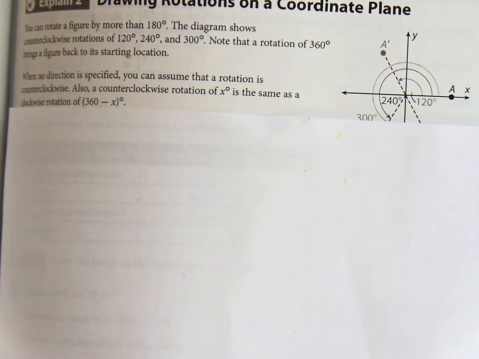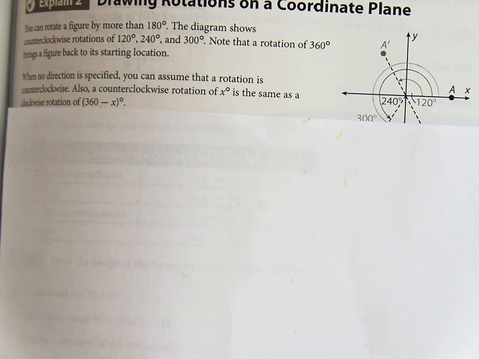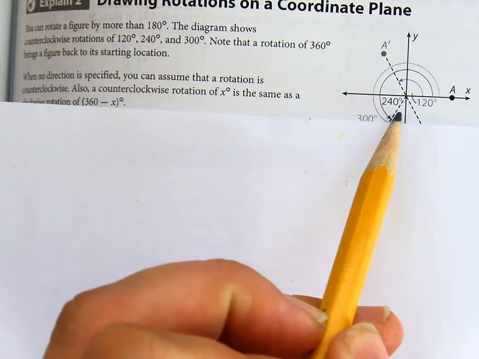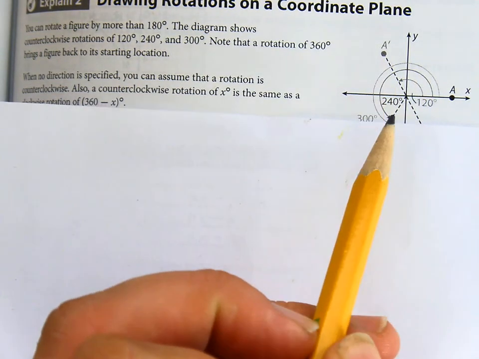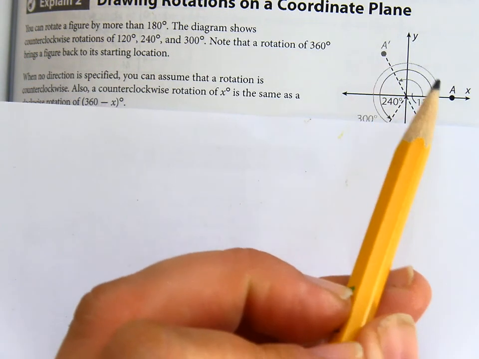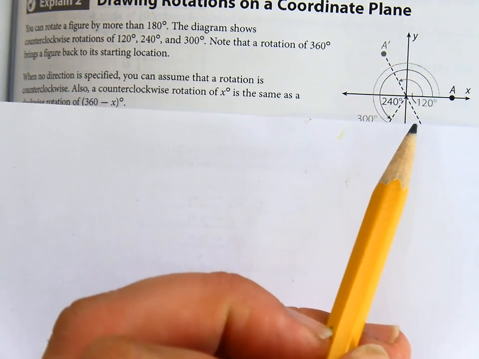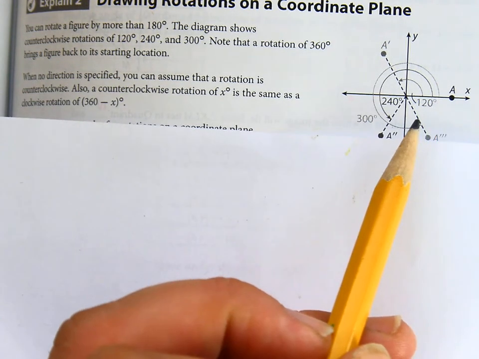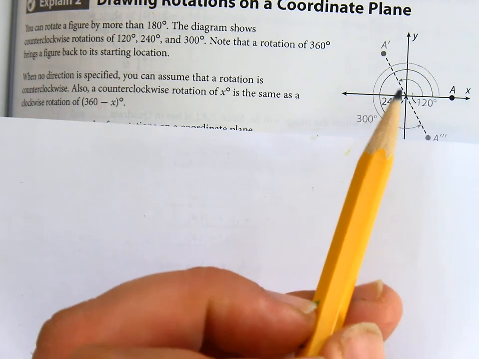So when no direction is specified, you can assume that a rotation is counterclockwise. Also, a counterclockwise rotation of x degrees is the same as a clockwise rotation of 360 minus x. So basically, whether you're going this way or going this way, remember they all have to add up to 360 degrees. So either I can go 300 degrees one direction, or the same thing as going 60 degrees the opposite direction. Right? No matter what.